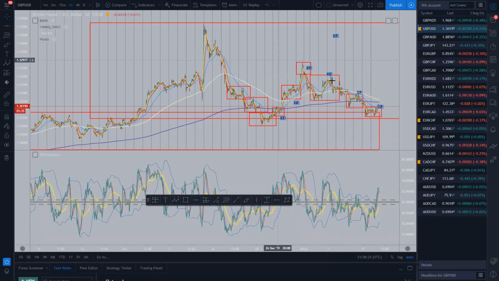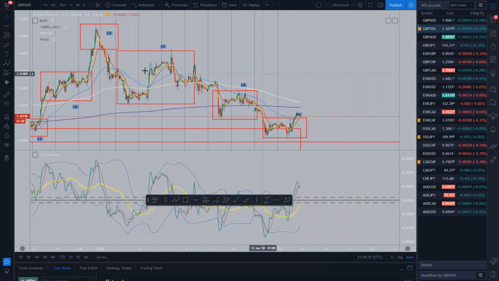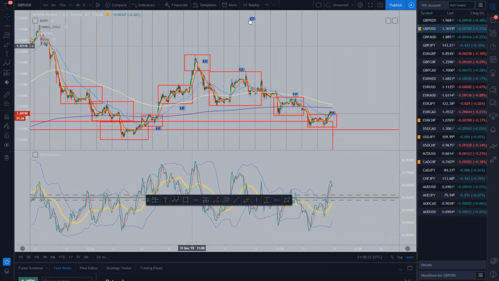I sit down on Sunday nights, identify these levels, and for the rest of the week, all I'm doing is trading the levels. That's it. So identify these levels on the daily and the 4 hours on the Pound USD and the Euro USD, and take a screenshot of it on MT4 and send it directly to me.